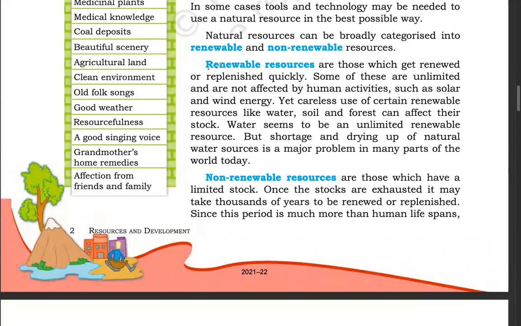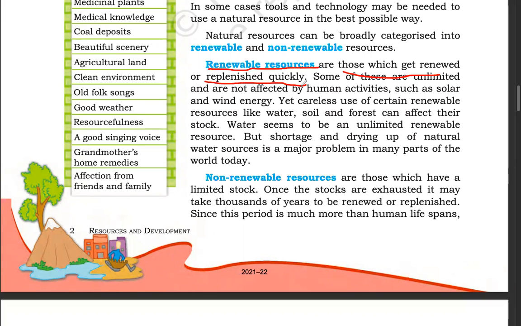Renewable resources are those which get renewed or replenished quickly. Some of these are unlimited and are not affected by human activities or human needs. So they are unlimited, like you can use as much as you want and they will not finish at all. Some of these are unlimited and not affected by human needs, such as solar and wind energy, or you can say the sun, right?